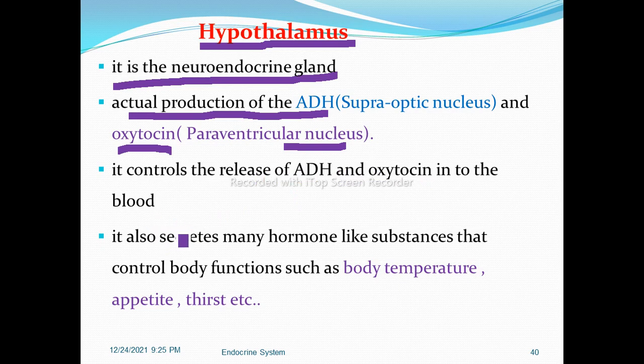It also secretes many hormone-like substances that control body functions such as body temperature, appetite, and thirst. Body temperature, appetite, and thirst are controlled by the hypothalamus.